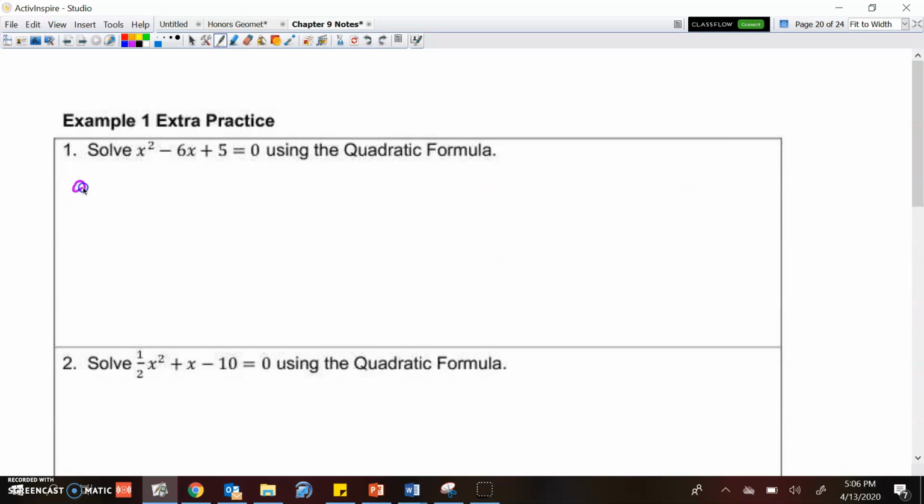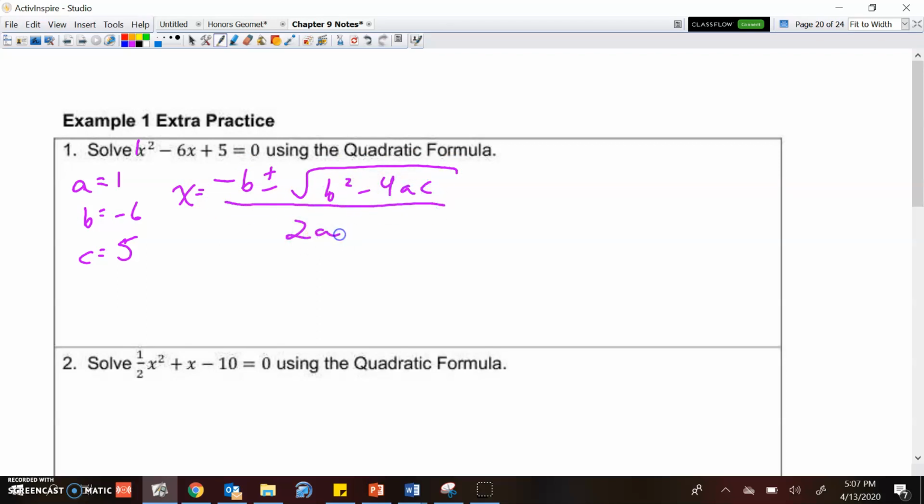So this is my A. First, I'm going to say my A. It's the 1 here. My B is the -6, and my C is the 5. Okay, so x equals -b plus or minus the square root of b squared minus 4ac all divided by 2a. And I encourage you to write that every time as well. The more you say it in your head, the more you'll get it.